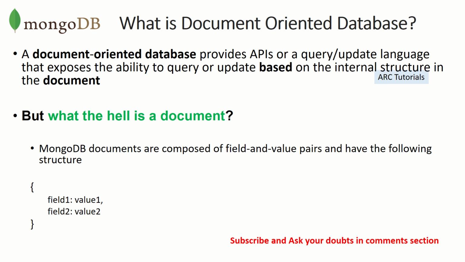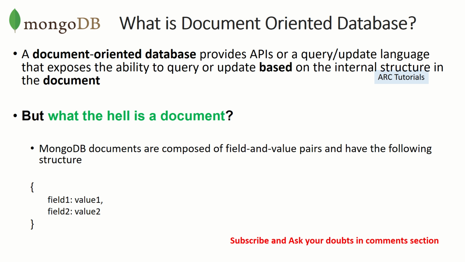Now, the next thing that comes up: what is a document-oriented database? I'm still not clear, right? If you have the doubt, that's where I will talk about this now. A document-oriented database provides APIs or a query language that exposes the ability to query or update based on the internal structure of a document. Again, it's still confusing, so let me break it down again for you.